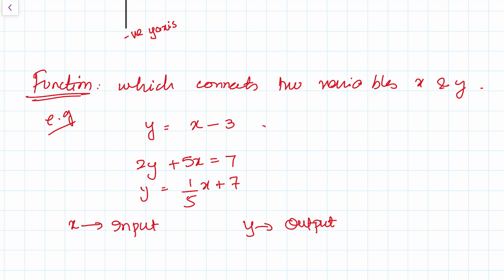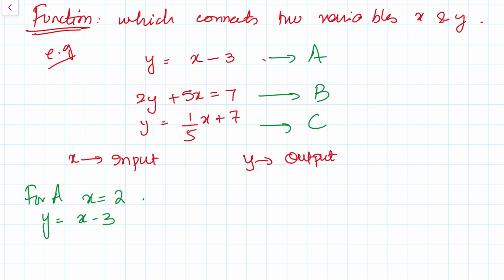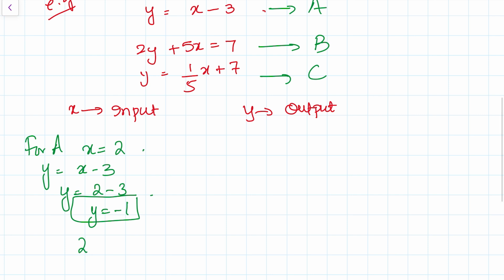Meaning, when you enter a value of x in the function, you get a value of y from it. So if you look at functions a, b, and c. For a, when x is 2, y equals x minus 3, which is 2 minus 3. So the input is 2. When the input is 2, the output is minus 1. And for different functions, when you input x as 2, the output will be different.